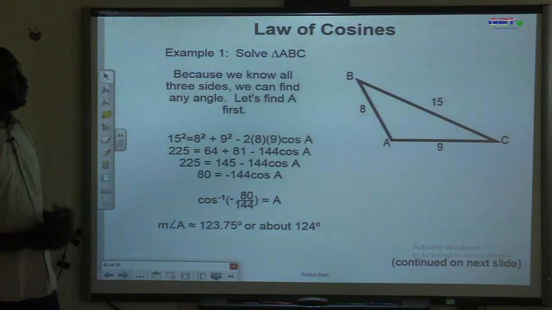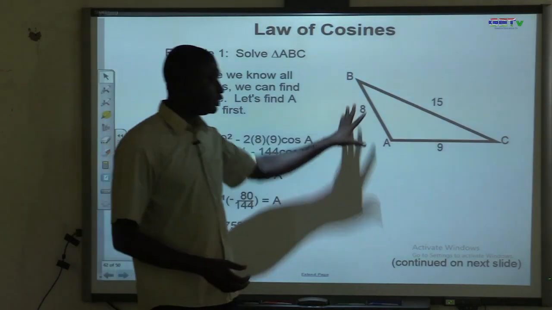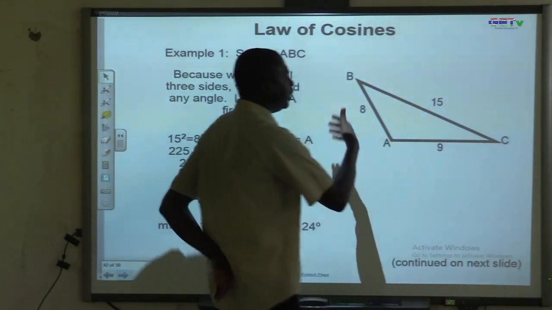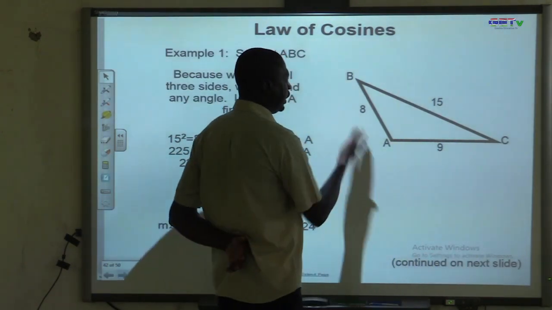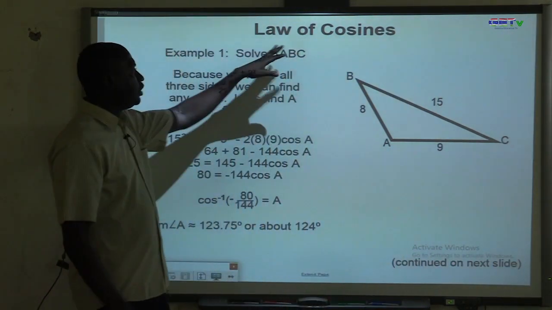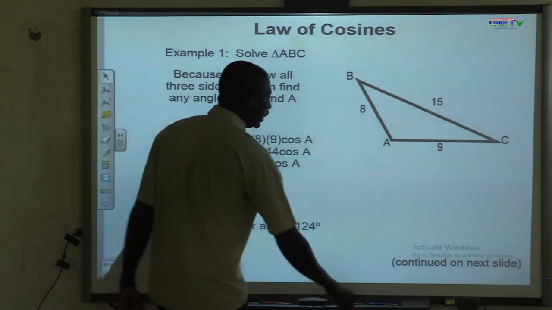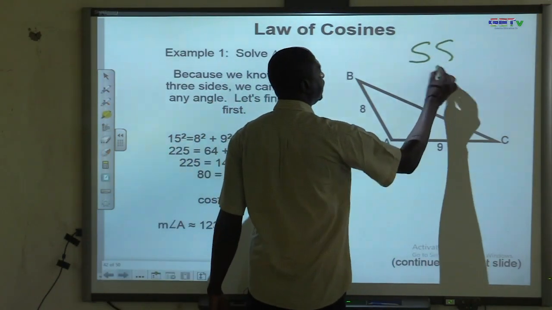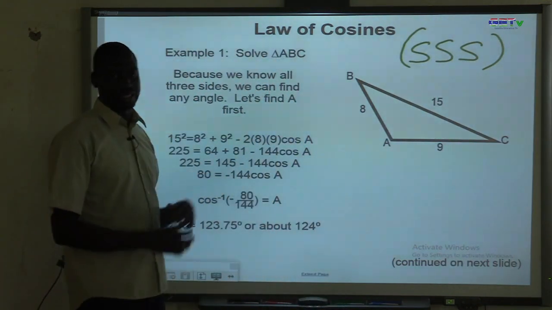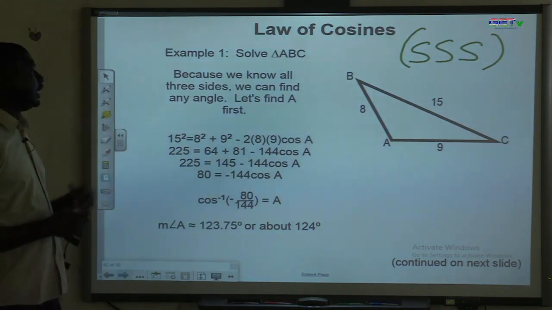As a given example, solve triangle ABC. The triangle we have there is ABC. The lengths of all three sides are given. BC is 15, AB is 8, and AC is 9. So we apply the law of cosines to find the missing angles, because all three sides are given. This is what we mean by side, side, side. If all three sides are given, we can apply the law of cosines, and because we know all three sides, we can find any angle.